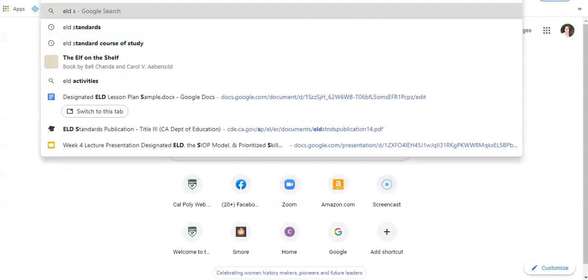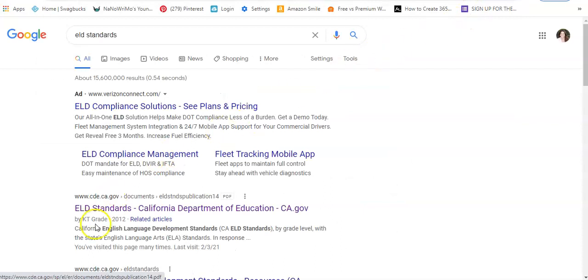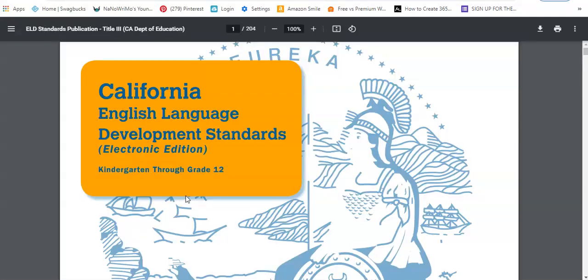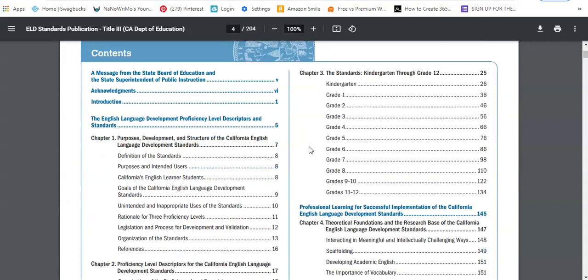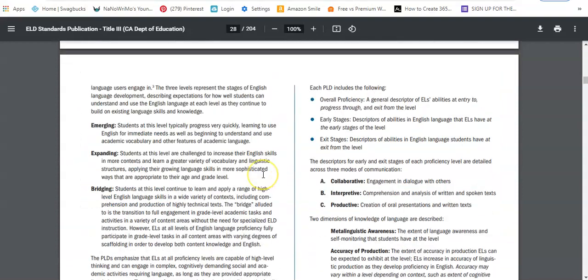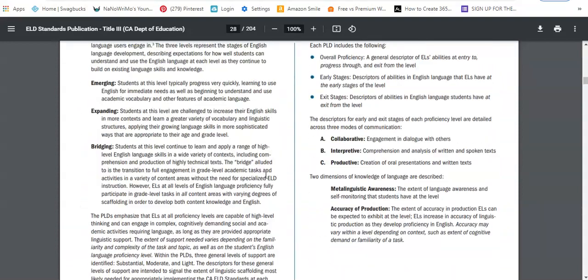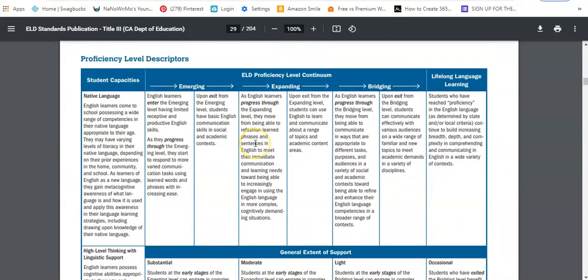So if you remember, in the standards framework, you can go back to the video tutorial I created for navigating the ELD standards framework. If you remember, there are the proficiency levels and then levels of support. If we go to the proficiency levels section, you're going to see emerging, expanding, and bridging. Let me go down to the matrix. Here we go.